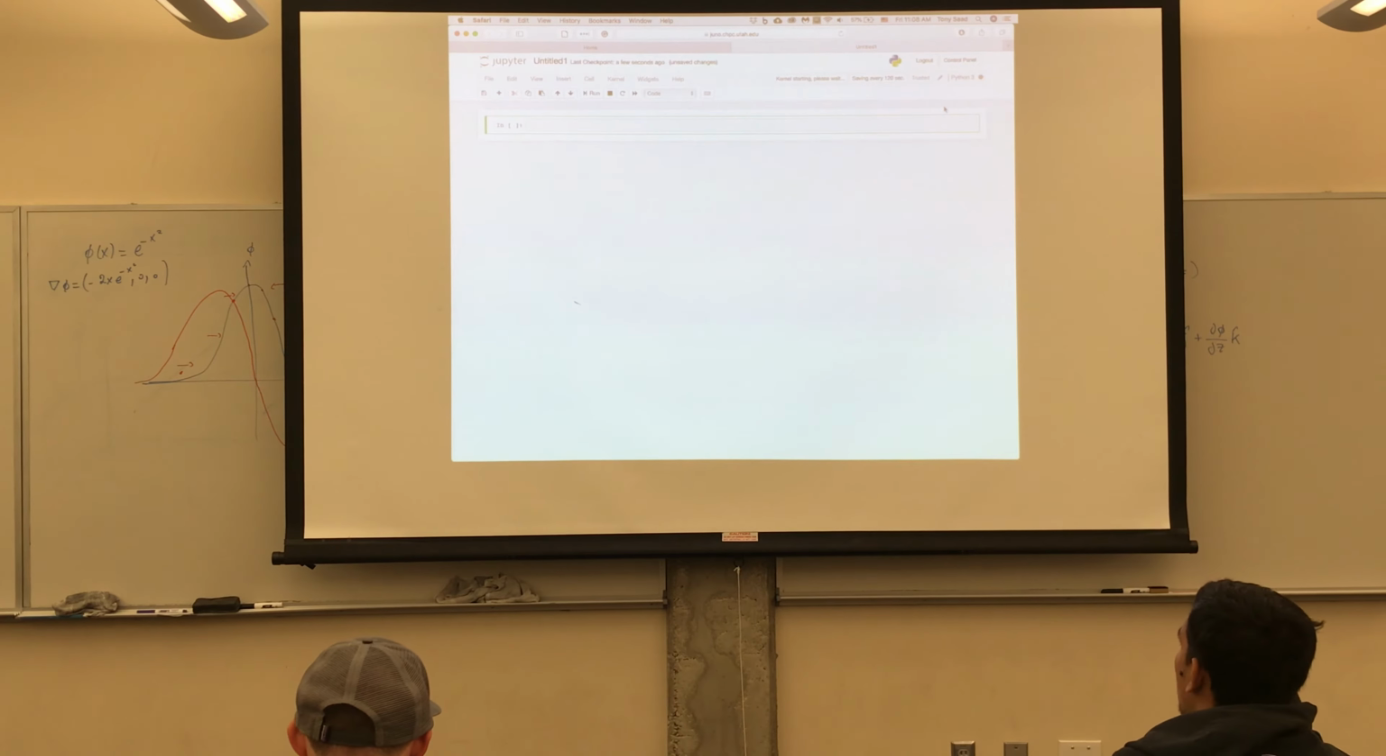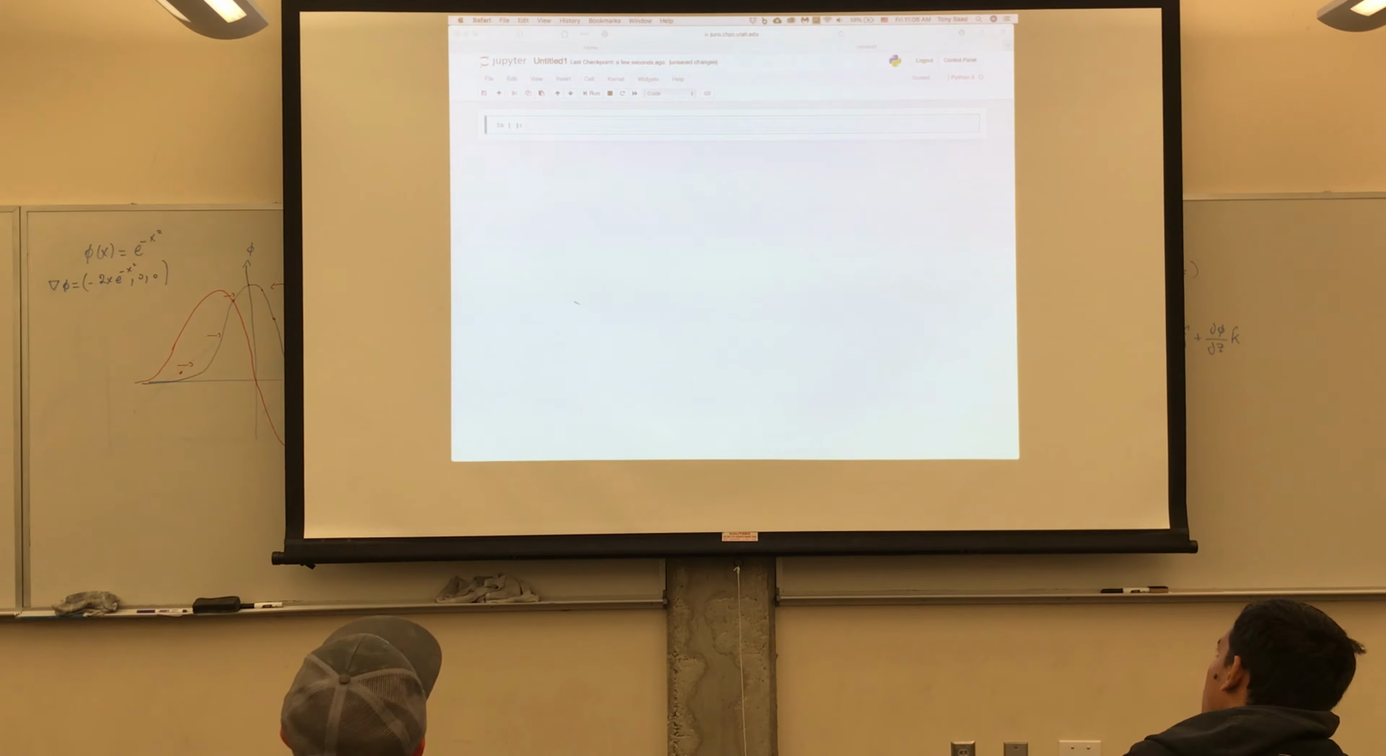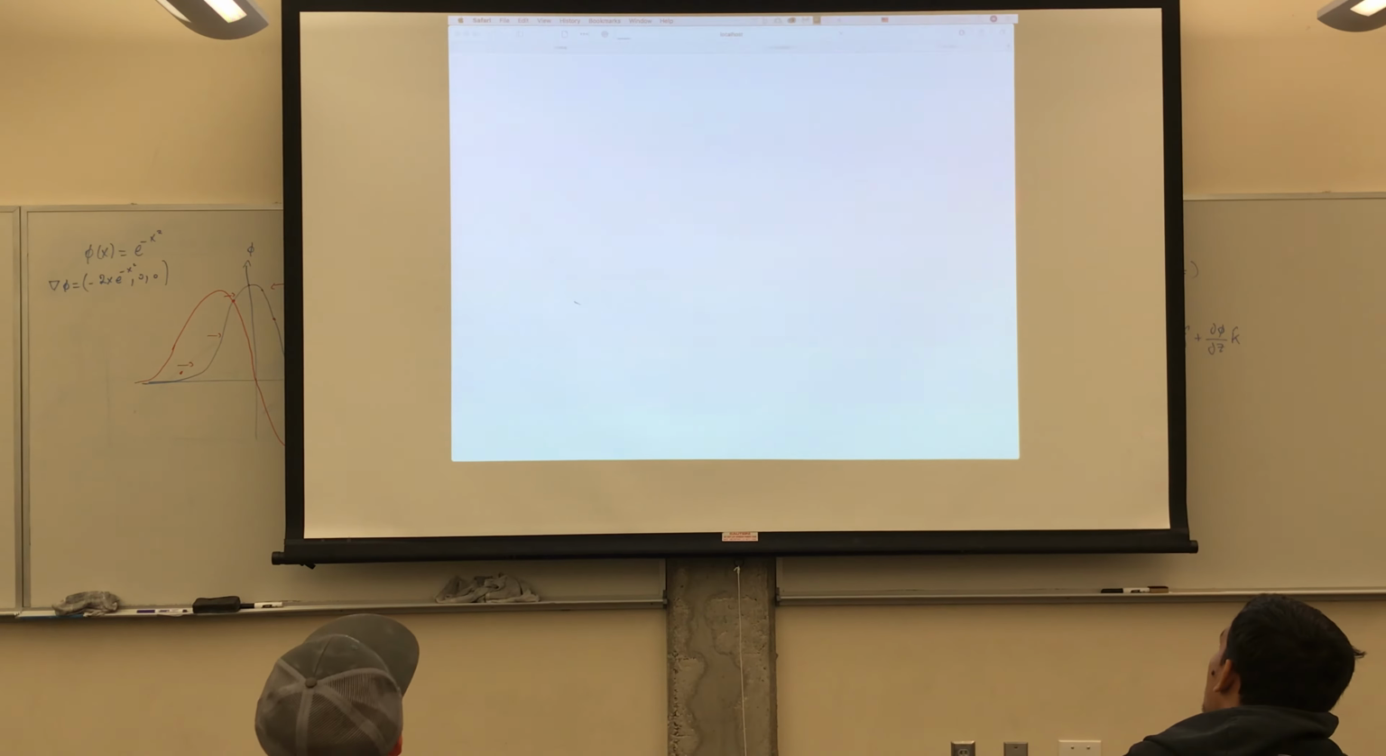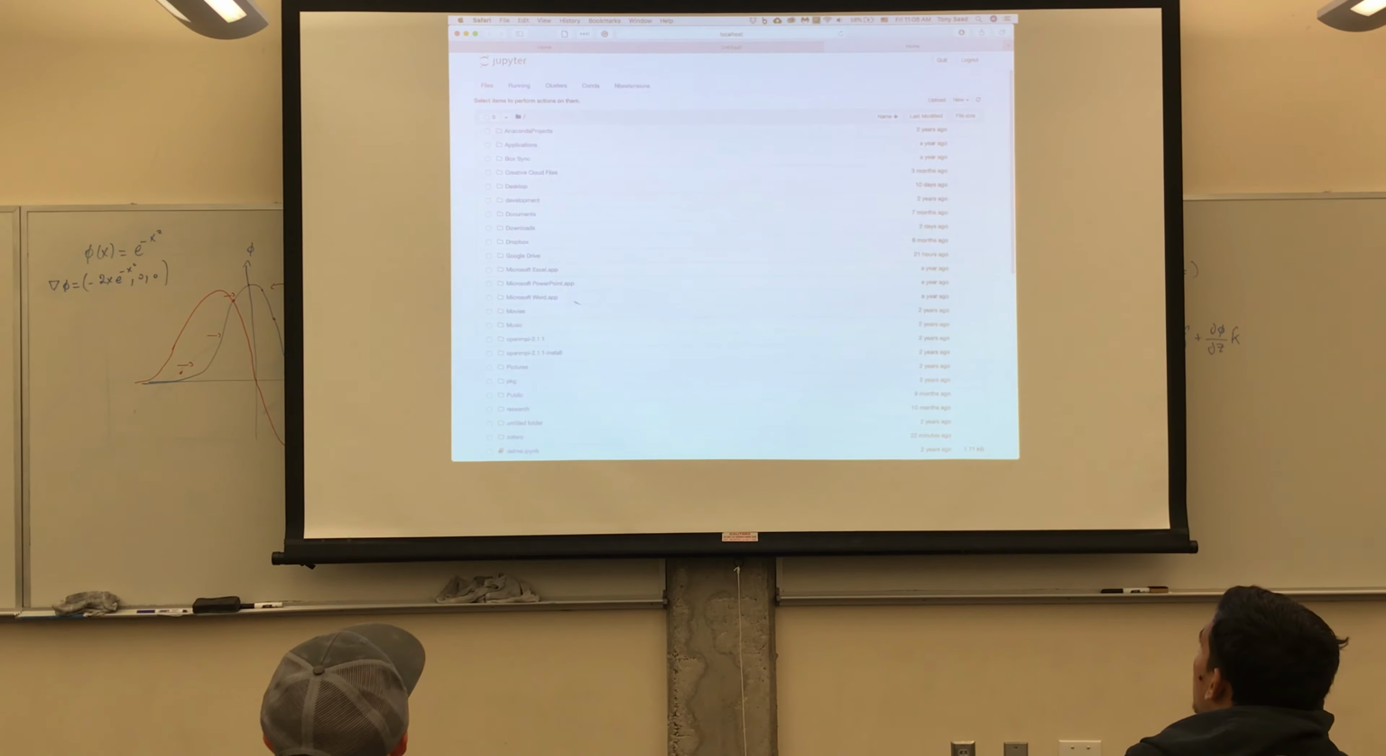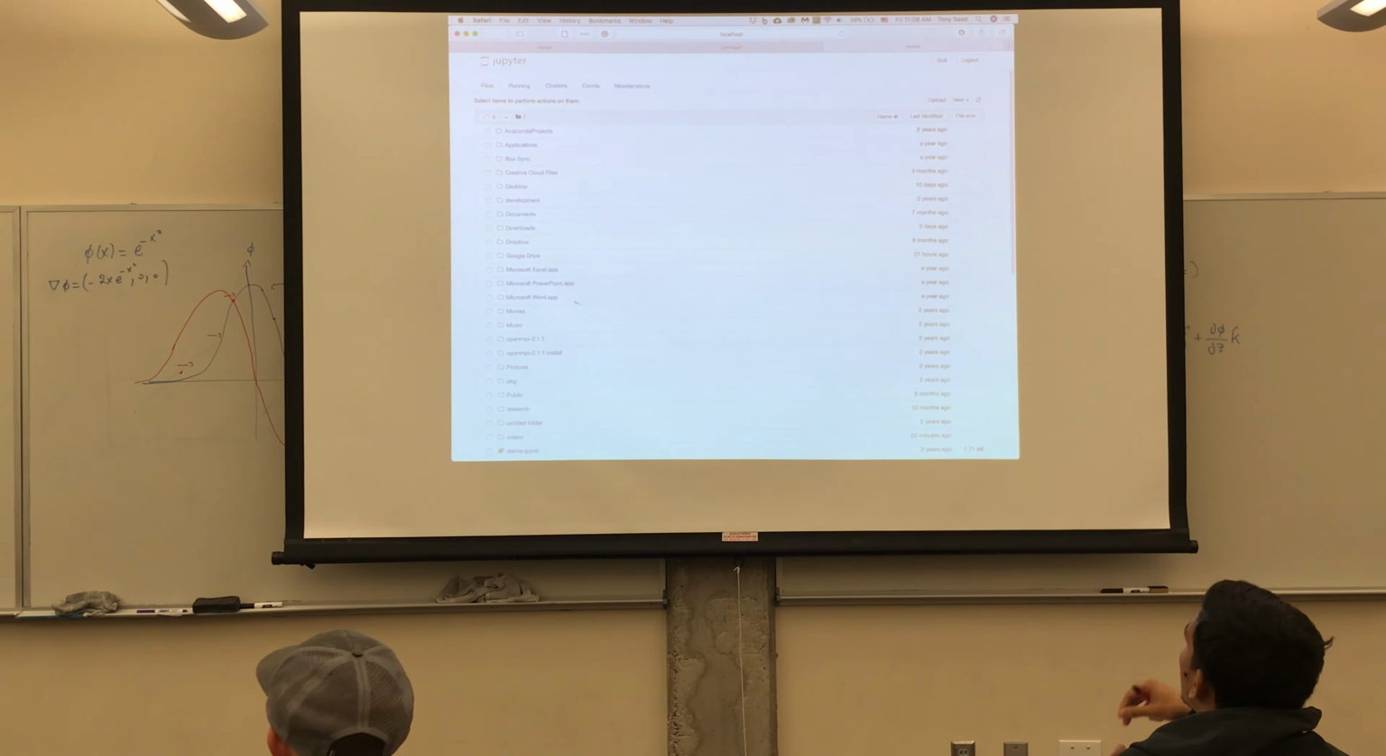So since some of you are well versed, we can kind of get a bit faster with this. Okay, Jupyter. Oh man, time flies really fast. I was hoping to be done with vector calculus today.